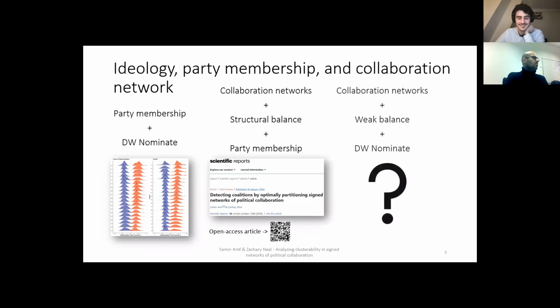But in the work I'm going to present now, what we're doing is using collaboration networks of legislators and the concept of weak balance, which is more flexible than structural balance, and we also make use of the DW-NOMINATE ideological scores. So I'm going to first discuss where these collaboration networks come from, and then explain the concepts of structural balance and weak balance and how we optimally partition these networks. Then we move on to the results.